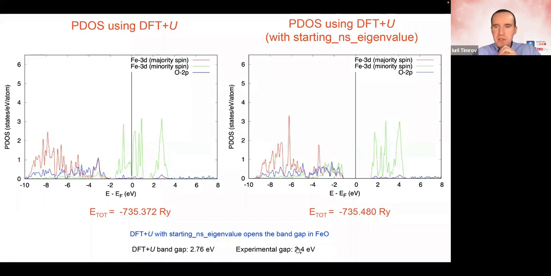But the very important message, as I already said before: on the left, we see the standard DFT+U calculation and the total energy. And on the right, the DFT+U with the trick of starting an S eigenvalue. If you compare the total energies, you will see that the one on the right is lower, which means it's really the global minimum. One on the left is higher, which means it's a local minimum. So as I said before, if you run standard DFT+U calculation, you get in the local minimum. With this trick, you help the code to find the global minimum, and you open a gap.